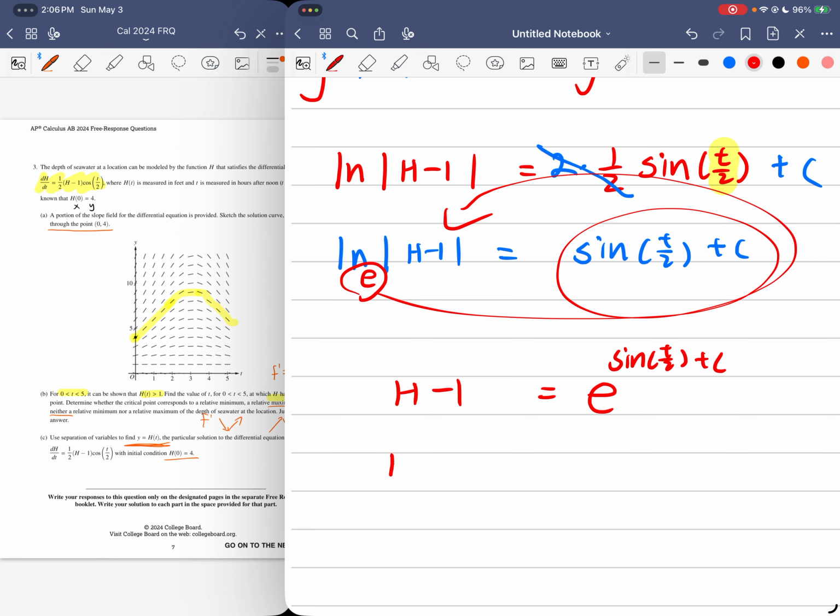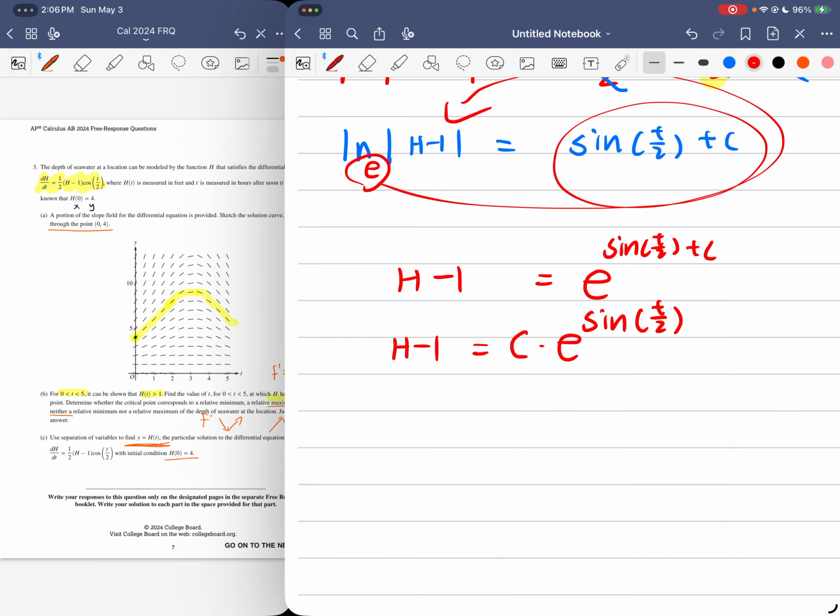This is the same thing as h minus 1 equals, whenever you have a plus c in the exponent, you remember you can just write c times e to the sine of t over 2. And you're going to have h is equal to that, and the only thing you've got to do is add 1 on both sides.